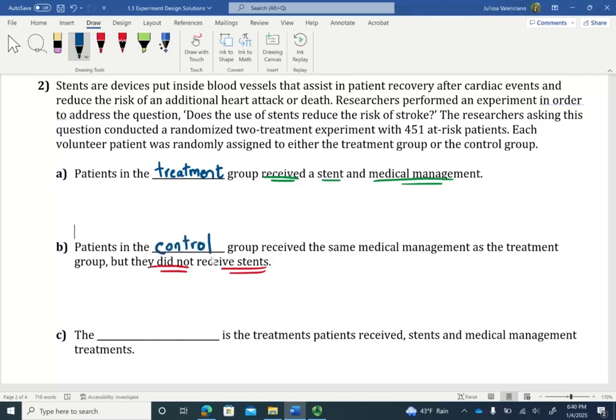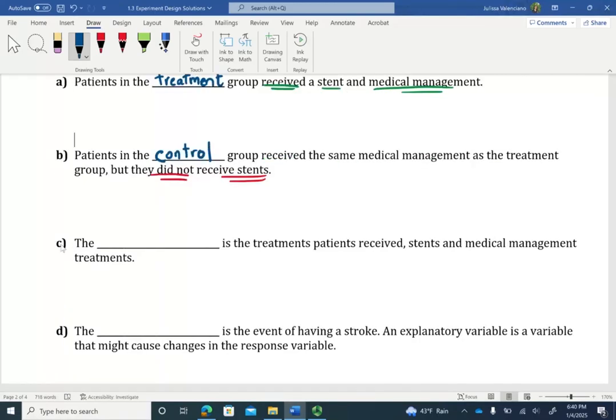Now, the control group is going to provide us a baseline for comparison. We're going to be able to compare the results that we see from the treatment group with the results that we're seeing in the control group. Now, let's move forward to part C.